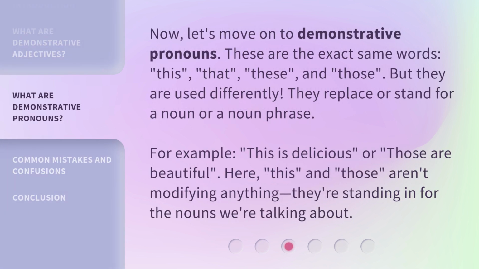Now, let's move on to demonstrative pronouns. These are the exact same words: this, that, these, and those. But they are used differently. They replace or stand for a noun or a noun phrase. For example, this is delicious, or those are beautiful. Here, this and those aren't modifying anything. They're standing in for the nouns we're talking about.